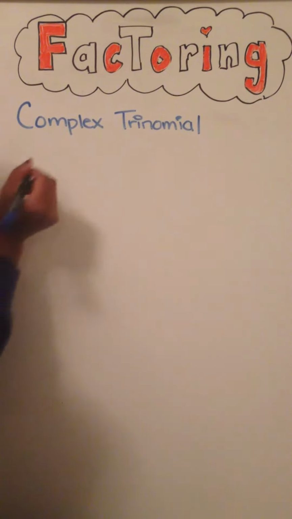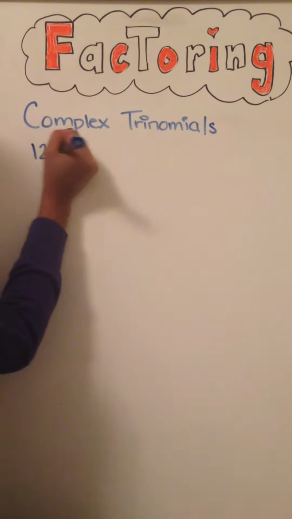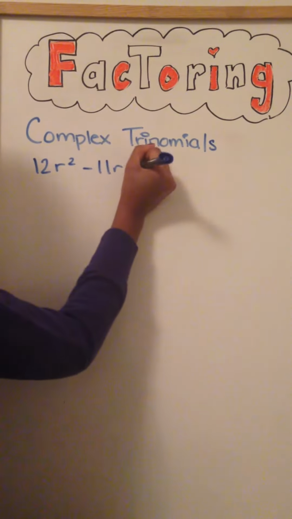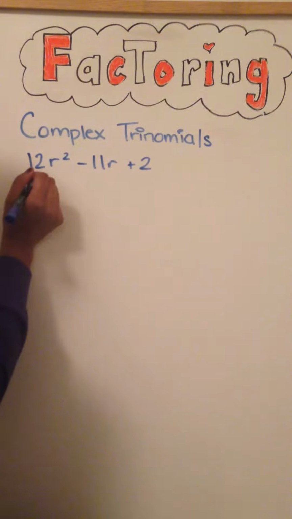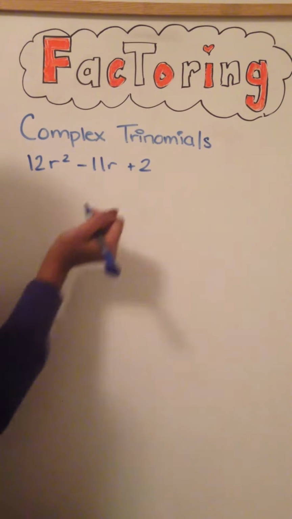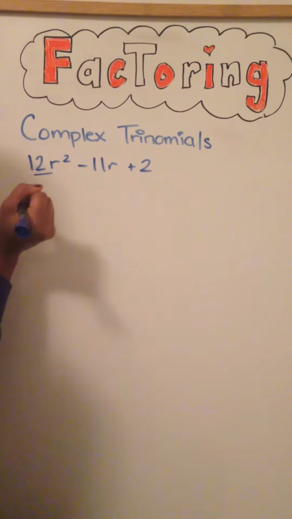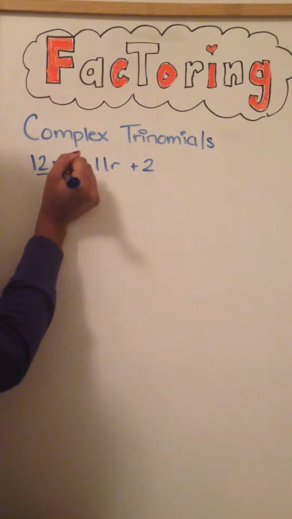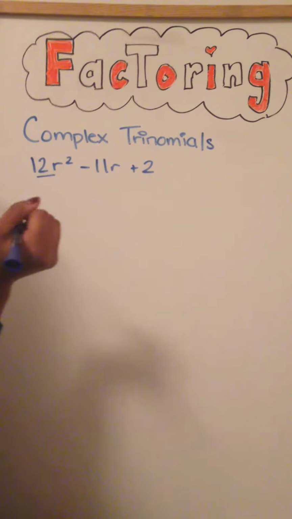Now we're going to work on complex trinomials. So given the equation 12r squared minus 11r plus 2, like we said before, ask yourself, can you common factor? In this case, you can. Then you ask yourself, is this a simple trinomial? Well, as you can see, the coefficient before the first variable is not 1. So this is a complex trinomial.